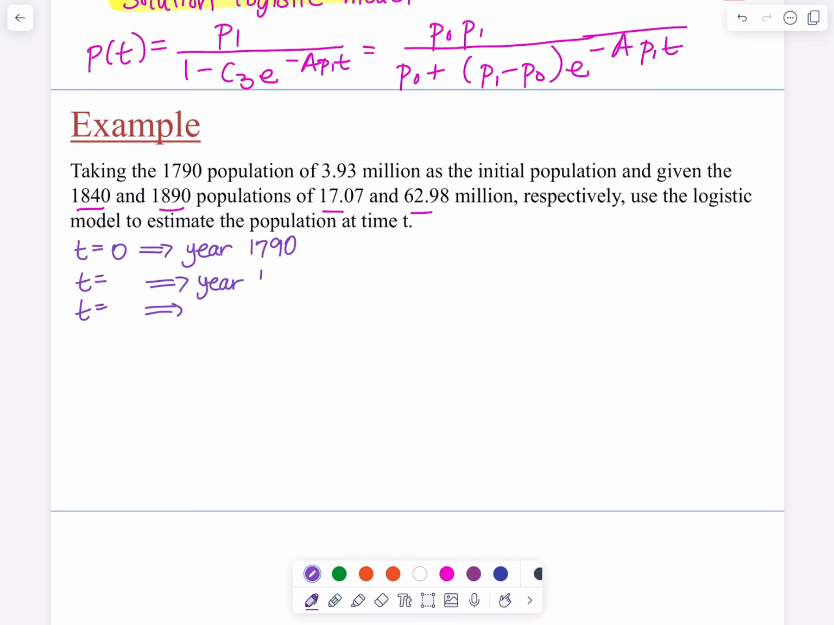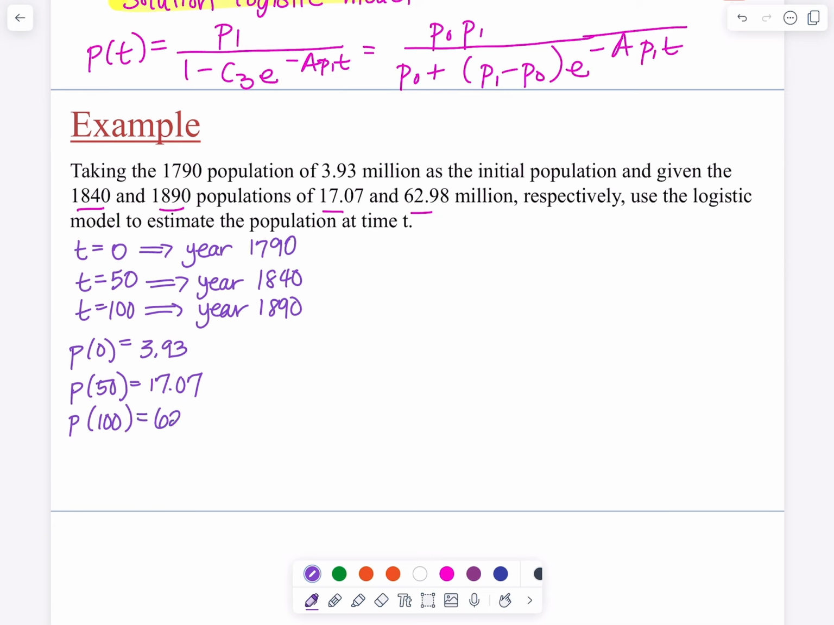And then we have two other values. So we have year 1840 and we have year 1890. So this is going to be 100, and of course this is going to be t equal to 50. So we have P of 0 is equal to 3.93. P of 50 is going to be equal to 17.07, and P of 100 is going to be equal to 62.98.